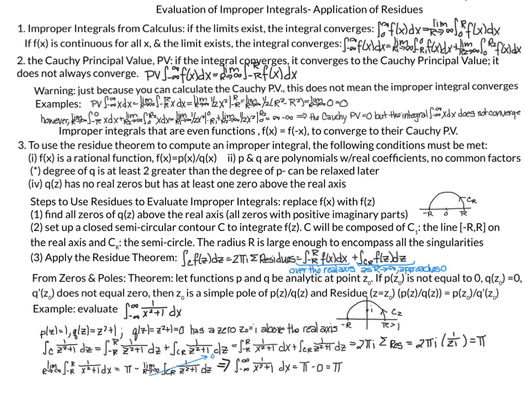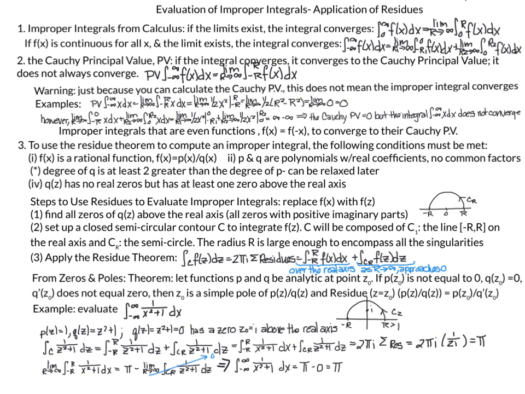So with that, there's a warning. Just because you might be able to calculate this Cauchy principal value, it doesn't always mean that the improper integral converges. And we did an example where we calculate the Cauchy principal value, but the integral does not converge. And then we had an example with even functions, where they always converge to the principal value.